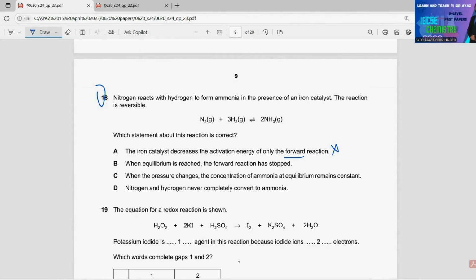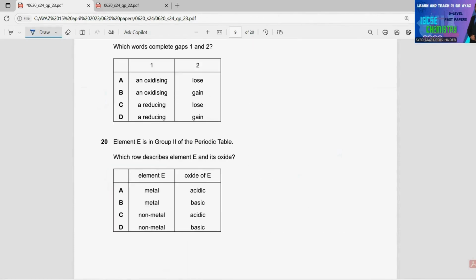B, when equilibrium is reached, the forward reaction has stopped. This is wrong. Equilibrium means the rate of forward reaction becomes equal to the rate of backward reaction. C, when the pressure changes, the concentration of ammonia at equilibrium remains constant. If we change the pressure, the concentration of ammonia does not remain constant. It will definitely affect either side of the reaction. So this is also an incorrect statement. Definitely D must be the right statement here. Nitrogen and hydrogen never completely convert to ammonia. The reason is that this is a reversible reaction. It will happen continuously. It will occur again and again.